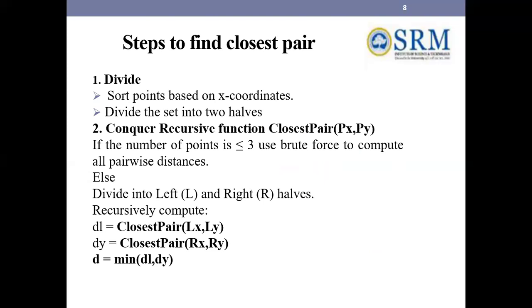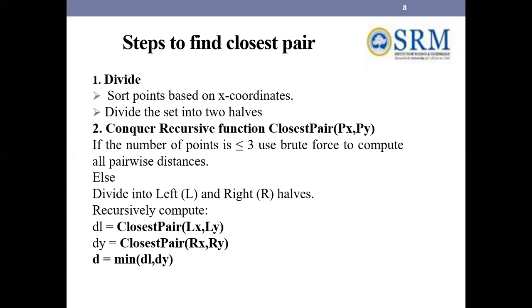And the steps to find the closest pair. Divide: divide the points into subproblems. Initially, all points have two coordinates, x coordinate and y coordinate. Sort the points based on the x coordinate and divide the points into two halves. That is the divide step. Again, for the conquer or solve step, the recursive function closest pair is used. The input is the set of points in the left side and the set of points in the right side. That is given as input to the closest pair algorithm.